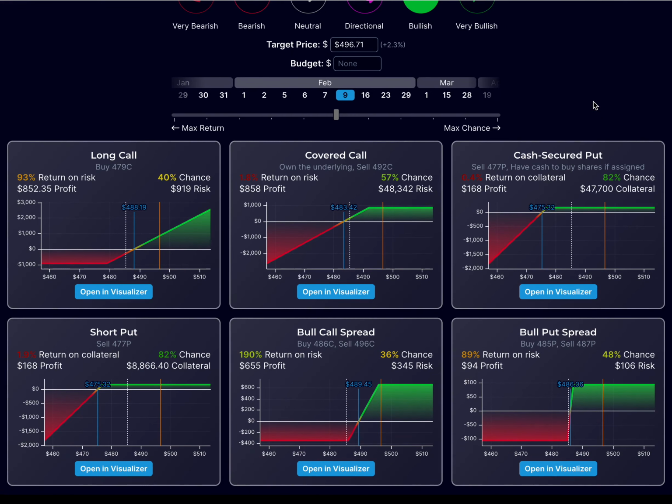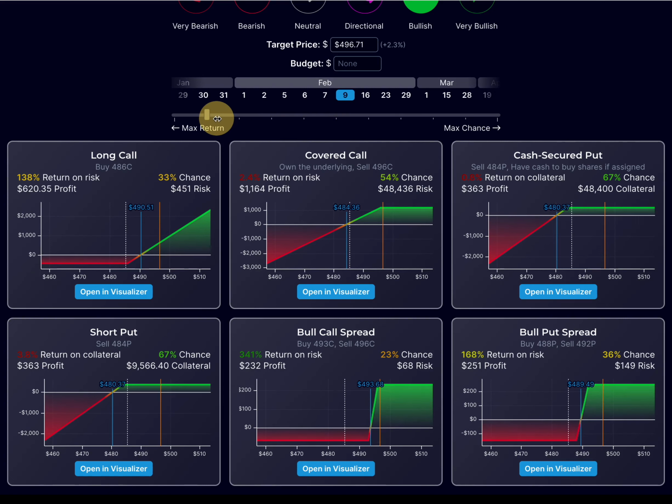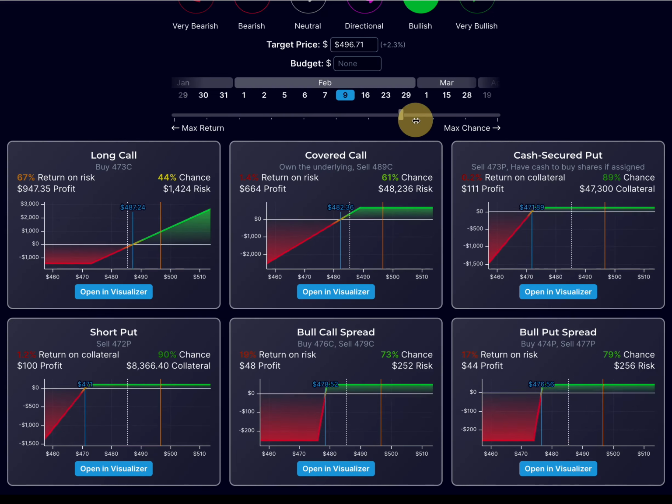Now, with options trading, of course, everything is a trade off. I can come in here and I can say, well, what if I want to optimize my trade for maximum return? In other words, I'm willing to accept potentially a lower chance of this trade working out in this case. But if it does work out, I'm going to have higher profitability. So that's one possibility here, okay? Or I can go to the other extreme and say, you know what?